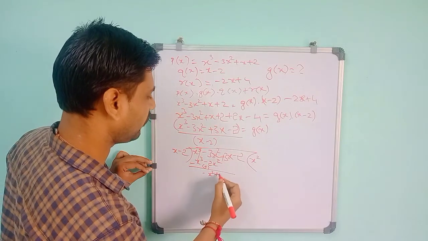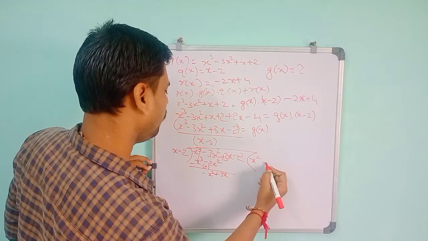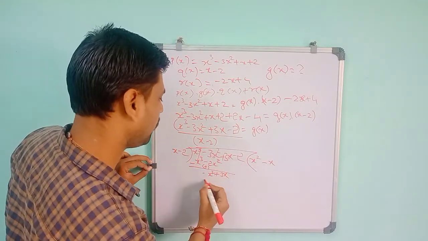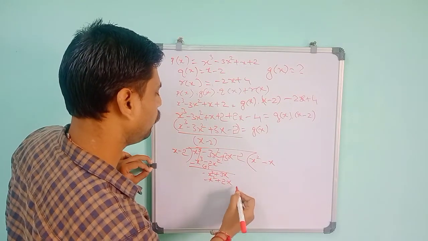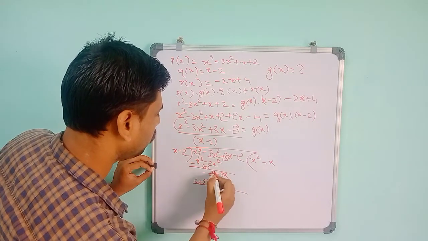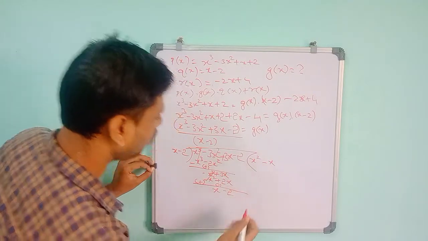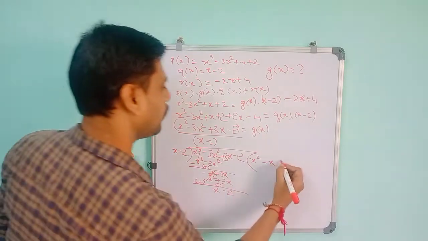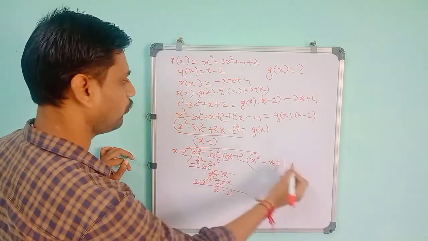Then plus 3x. To make x square, you multiply by minus x. x into minus x is minus x square, and minus 2 into minus x is plus 2x. Change the signs, and this calculates as 3x minus 2x is x, then x minus 2. The remainder and divisor are the same, so you multiply by 1 only. x minus 2 into 1 is x minus 2.